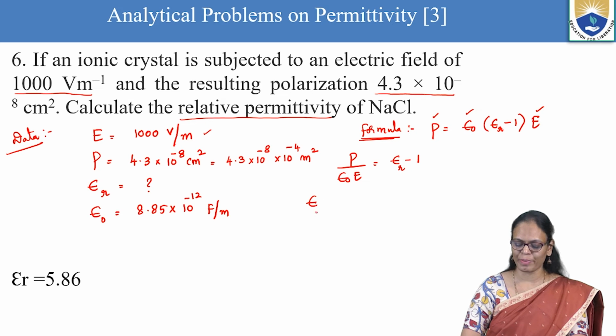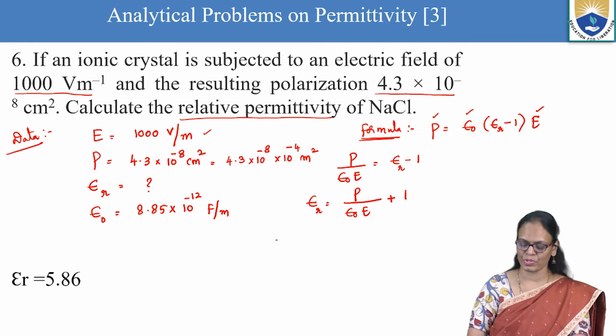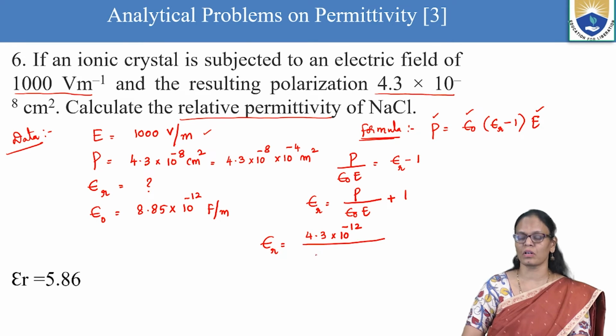So epsilon R will be equal to what? P by epsilon naught E plus 1. So let us substitute now. What is the value of P? We got 4.3 into 10 to the power of minus 12 because we have minus 8 here and minus 4. So a power m into a power n is a power m plus n. Simple formula we use. So 10 power minus 12 divided by epsilon naught, 8.85 into 10 power minus 12 into E. E is 1000 volt per meter plus 1.